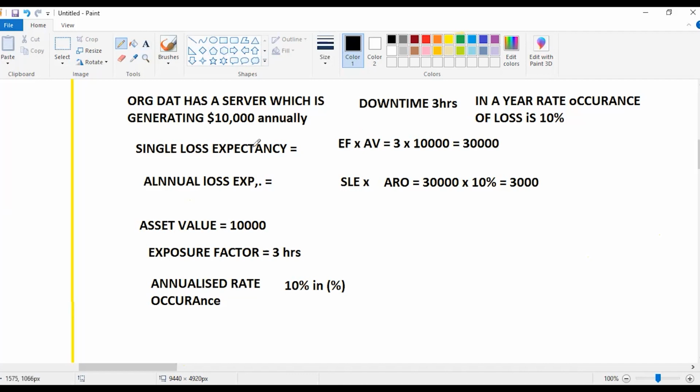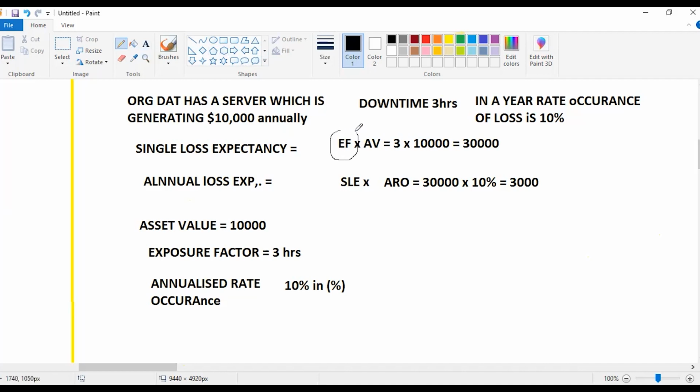Yes, yes. That's why, see here again. Single loss expectancy: we are here to find how much your loss is in a single time.